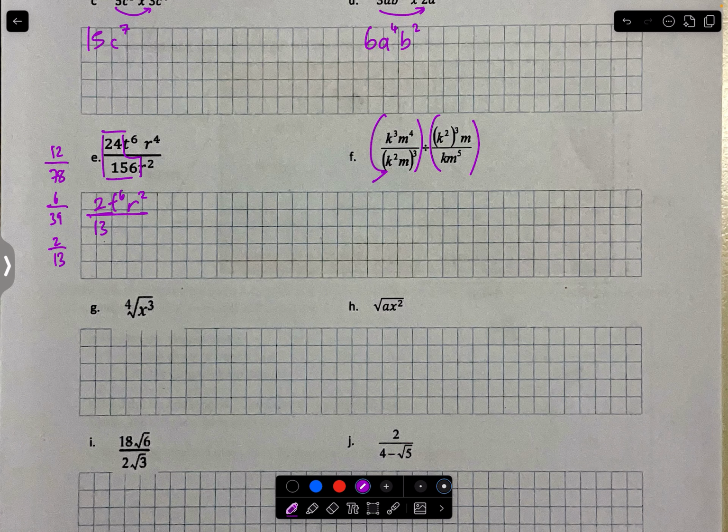So the left-hand side first. k to the 3rd m to the 4 over... that power of 3 applies to the k squared. So it's going to be k, 2 times 3 is 6. m to the 3rd divided by k to the 2 times 3. k to the 6. m over k m to the 5.